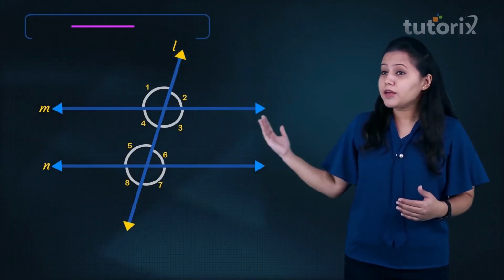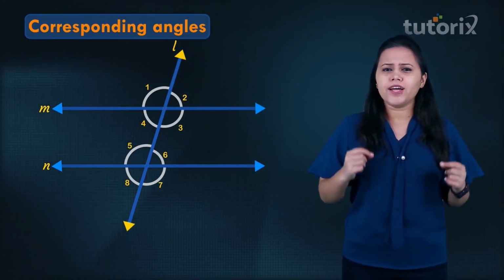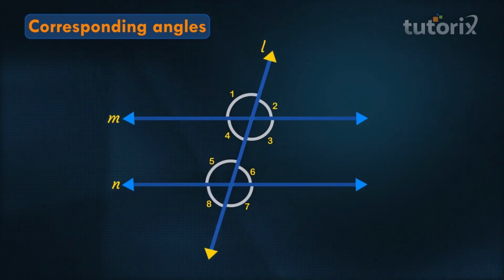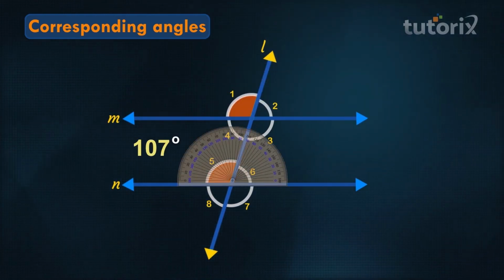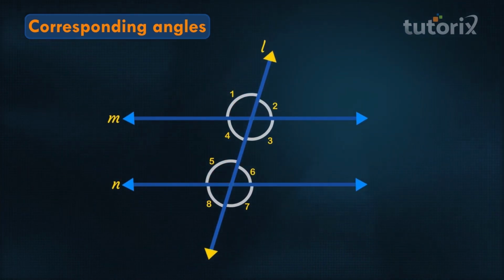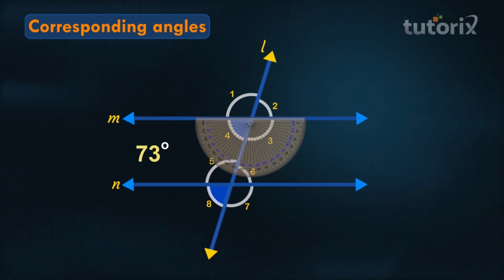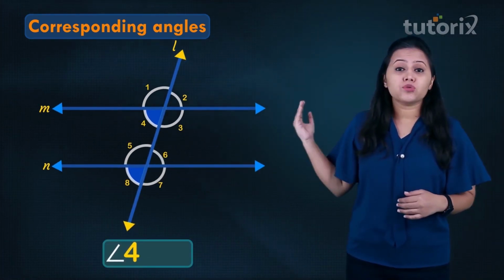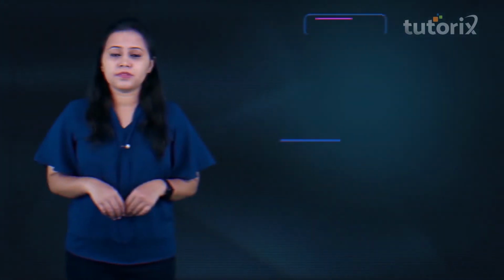Now let's measure any pair of corresponding angles to find the relation between them. Let's start with angle 1 and angle 5. Both these angles are equal. Let's take angle 4 and angle 8. These two angles are also equal.